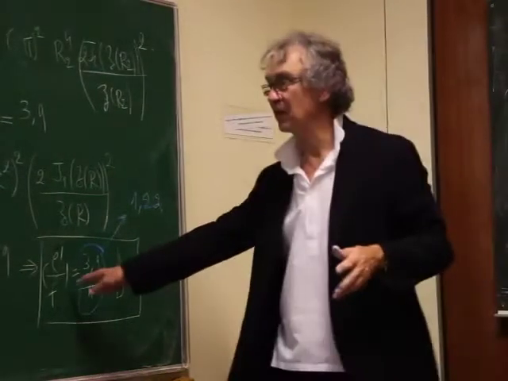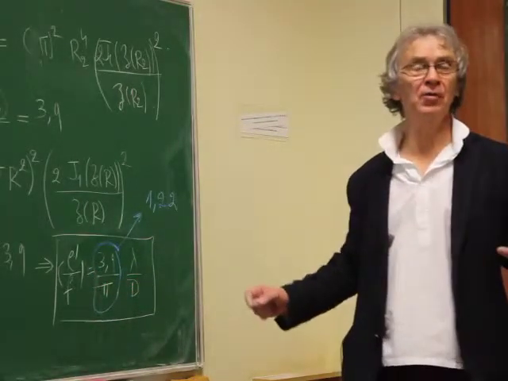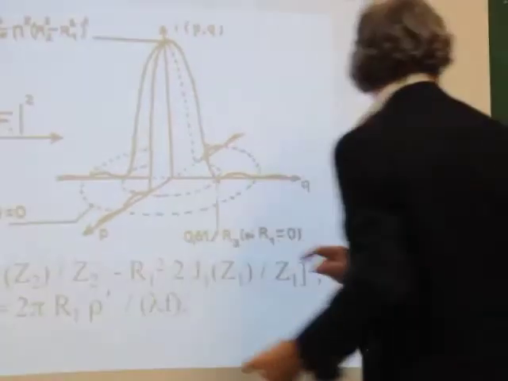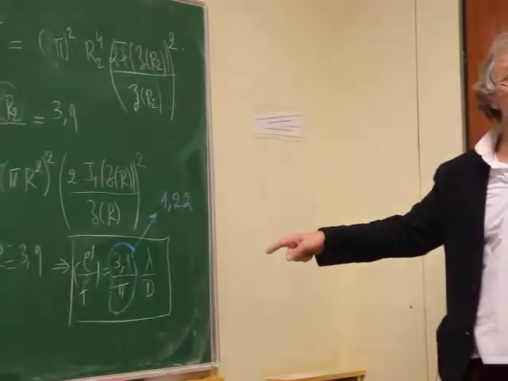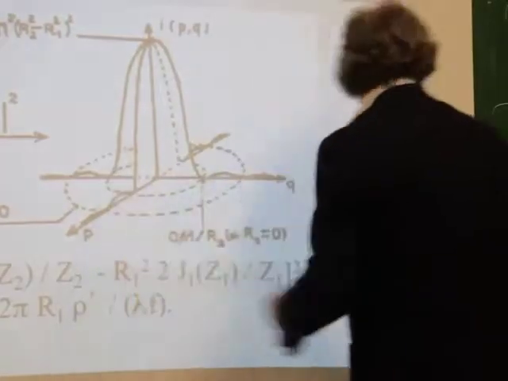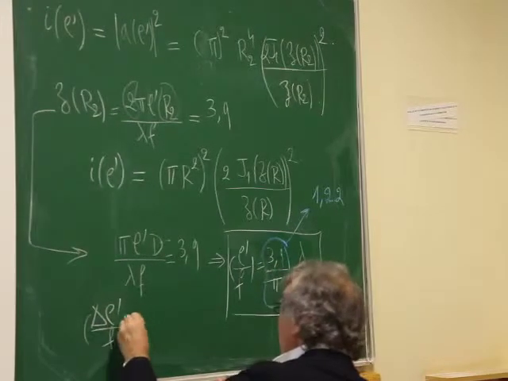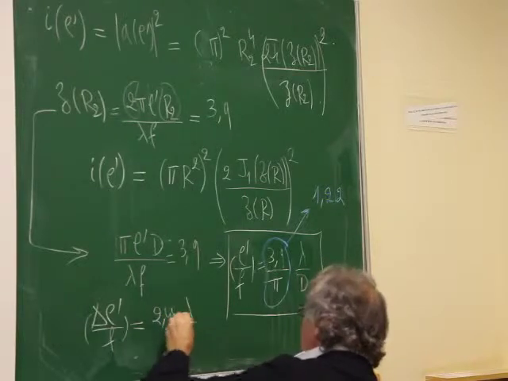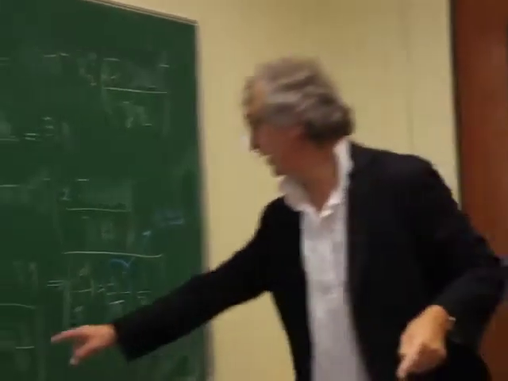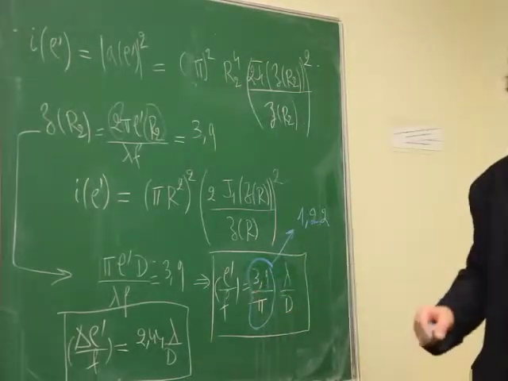So now can you comment on the result? So we find that rho prime over f, what does it represent? It's an angular radius between the maximum and the first minimum, equal to 1.22 times lambda over D. Which means that if I would calculate the width between the two minima, I would find that delta rho prime over f would be equal to 2.44 lambda over D. And before, when we were considering a square aperture, we were finding that this quantity was equal to 2 lambda over D. And now we find that for a circular aperture, it is 2.44 lambda over D.